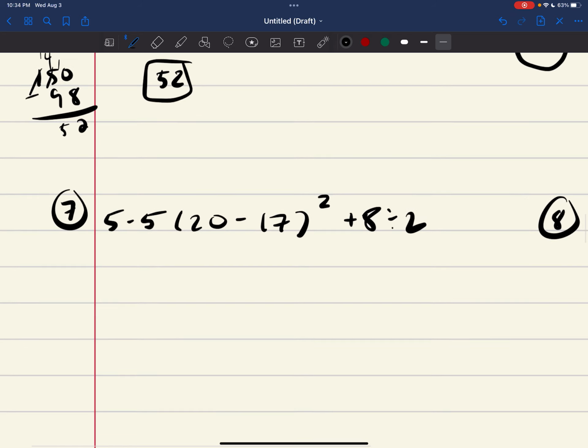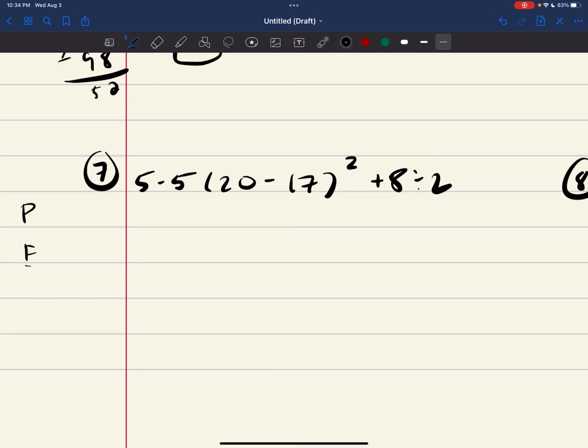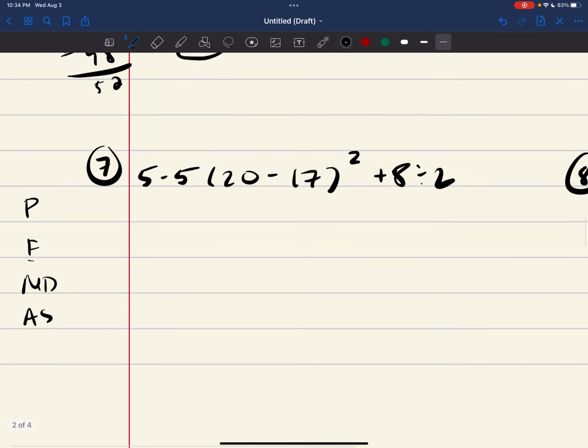Alrighty, let's go ahead and do this one. This one's a little longer. I'm going to write PEMDAS again. Do I see parentheses? I do. I see them over here. 20 minus 17, which is just 3. 5 minus 5 times 3 raised to the second power. Then I'm going to do plus 8 divided by 2.